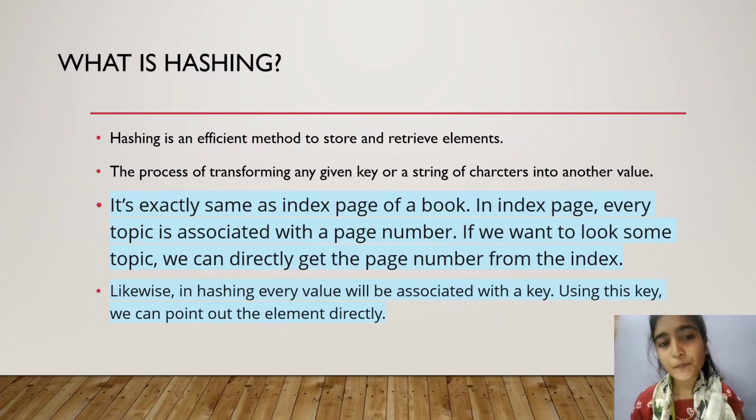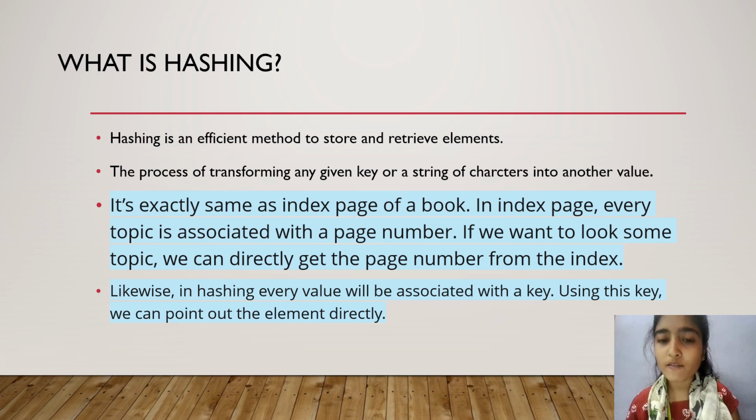What is hashing? Hashing is an efficient method to store and retrieve elements. It is the process of transforming any given key or a string of characters into another value. This point is very important and it gives a clear meaning of what is hashing. So we are going to discuss one small example from our day-to-day life. It's exactly the same as the index page of a book. In the index page, every topic is associated with a page number. So if we want to look up some topic, we can directly get the page number from the index.